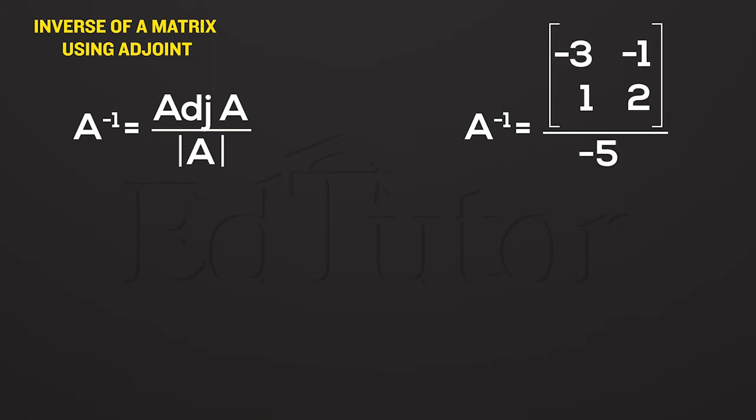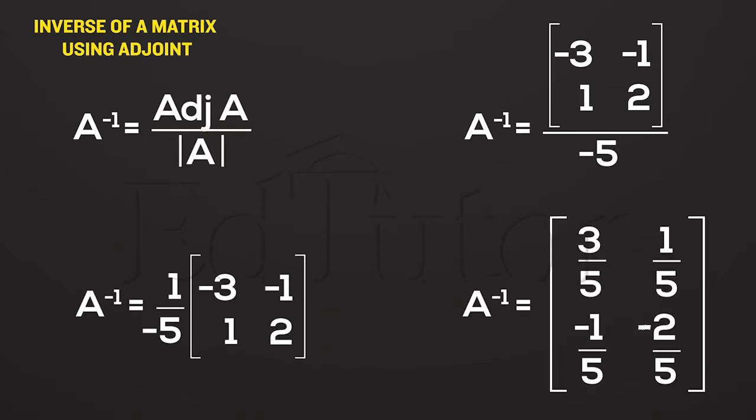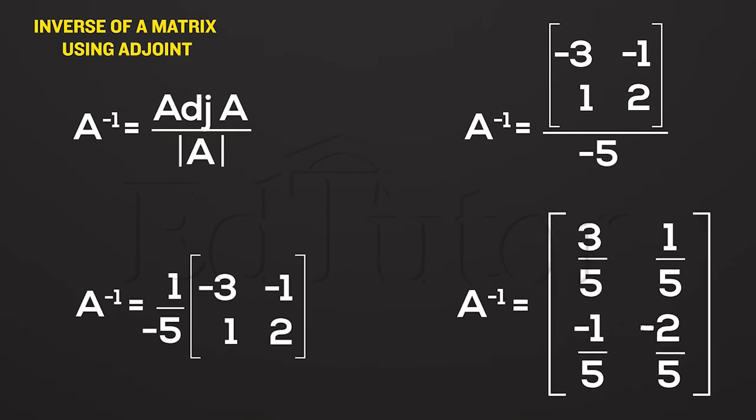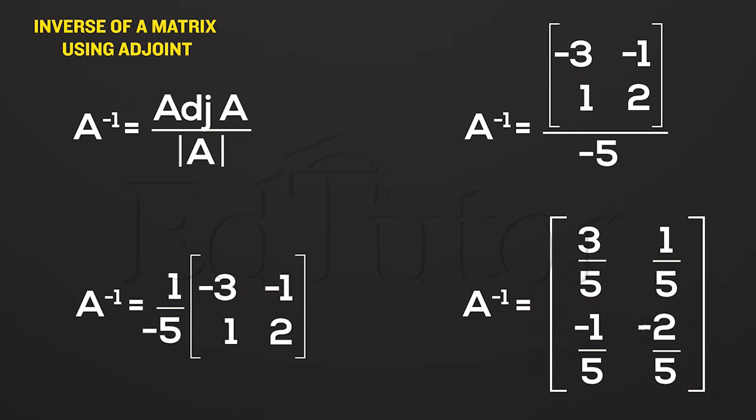This negative 5 down here divides the whole matrix, which means that it will divide every individual term of this matrix above it. After placing negative 5 under every number, we can see that no number is further divisible and decimal values are undesirable. So we leave them as they are. This is your final matrix, which is representing the inverse of A.